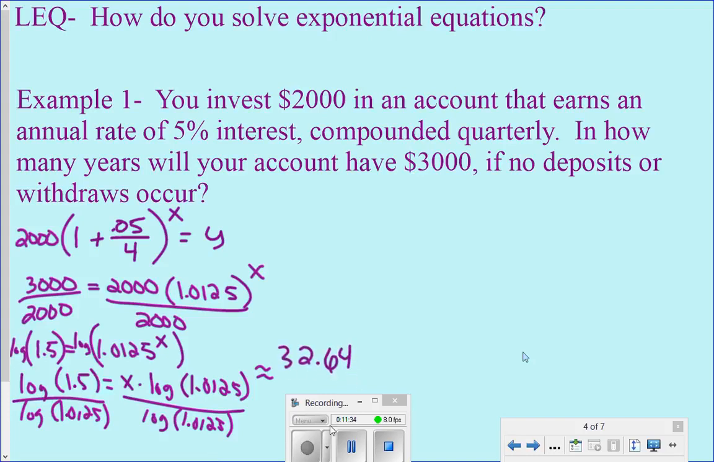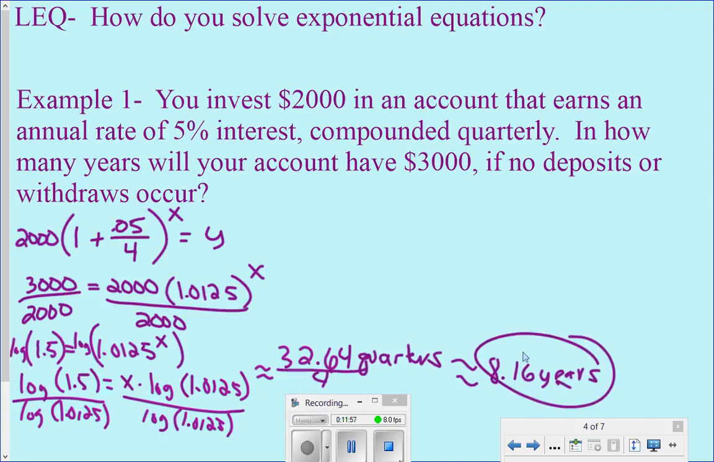32.64. Now, keep in mind, x represents whatever the units were for the multiplier, which is quarters. So that's the number of quarters. I asked for years, meaning you need to take that answer and divide by 4, which gives us approximately 8.16 years. And that's your answer.